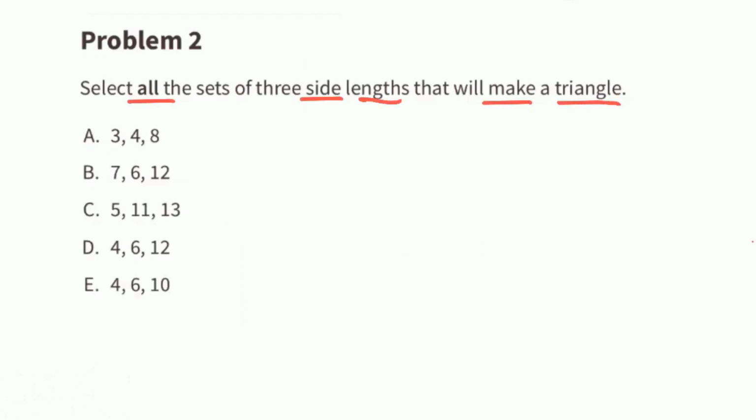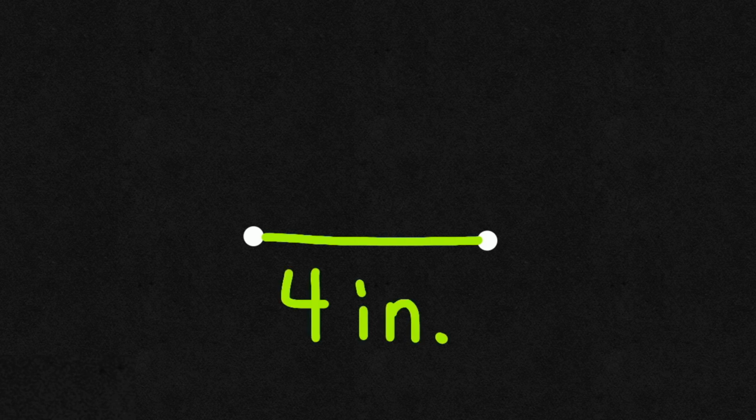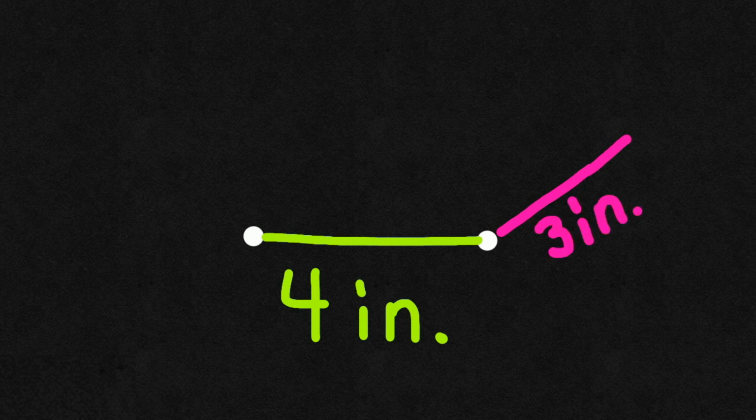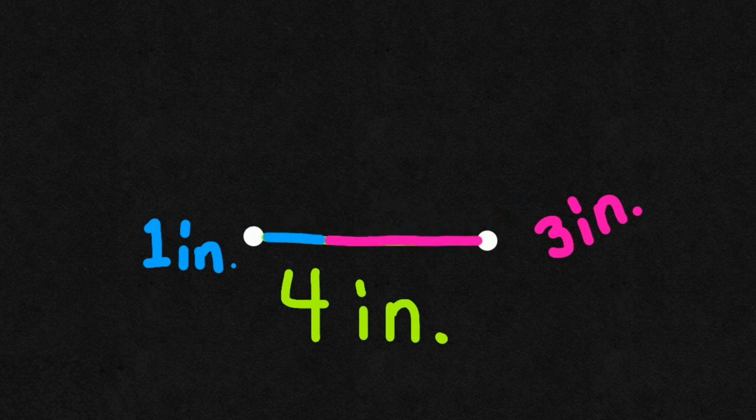Problem number 2. Select all the sets of 3 side lengths that would make a triangle. First, let me give you an idea about how you would know if 3 sets of side lengths would form a triangle. Take the longest side length first. Let's imagine that this longest side length is 4 inches. The sum of the other 2 side lengths must be greater than 4 inches. If the sum was equal to 4 inches, it couldn't form a triangle. Here's an example. 3 plus 1 is 4. When these lines finally meet, they just form a 4-inch line.